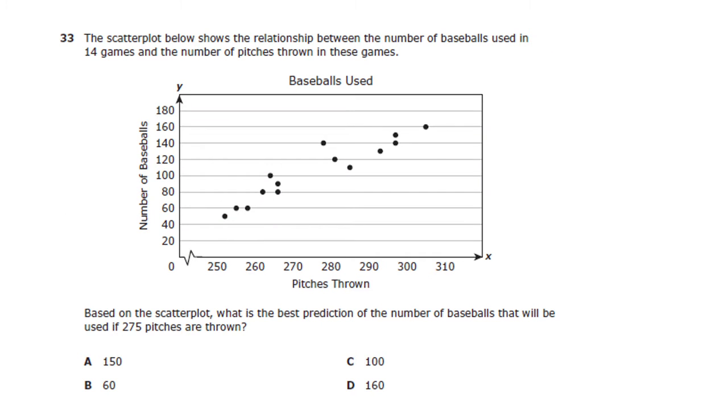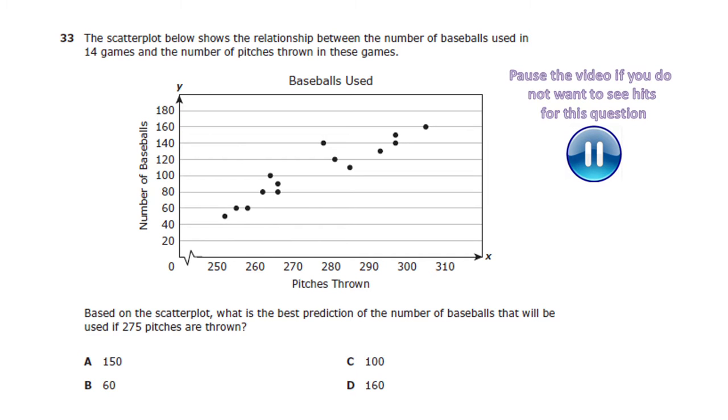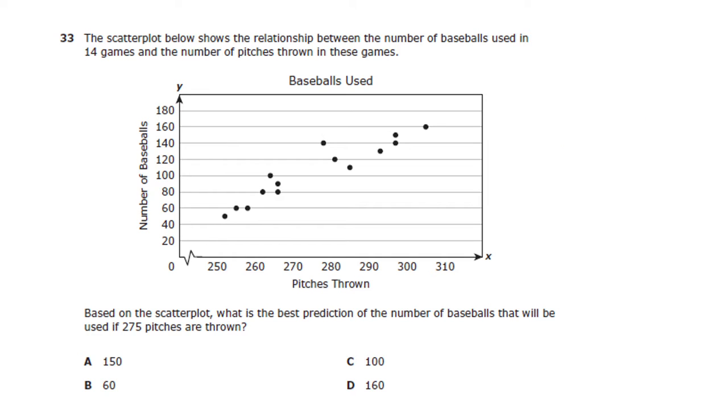Okay, here comes number 33. Number 33 is talking about a scatter plot, and then we have to make a prediction. Pause if you don't want to hear any hints. We talked about scatter plots on day 7. Okay, here comes your first hint.